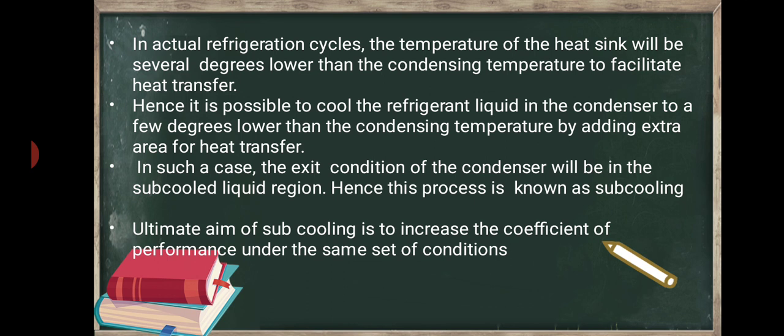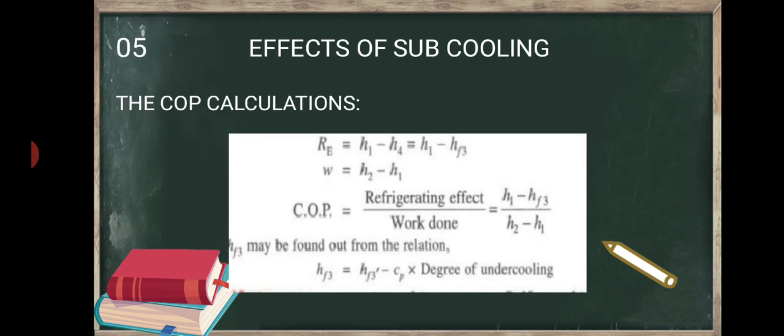So the condensing fluid loses more heat in the subcooling condition. The ultimate aim of the subcooling is to increase the coefficient of performance under the same set of conditions. So what is the effect of subcooling? Here is the COP calculation. In a normal COP calculation, the heat rejection is H1 minus H4, and now it is equal to H1 minus Hf3, the subcooled enthalpy. So H4 is equal to Hf3.